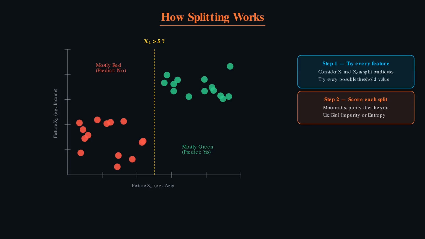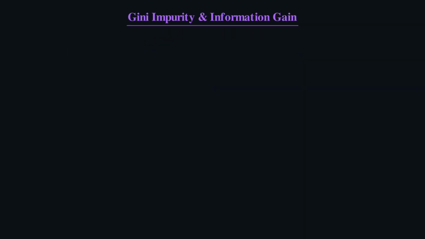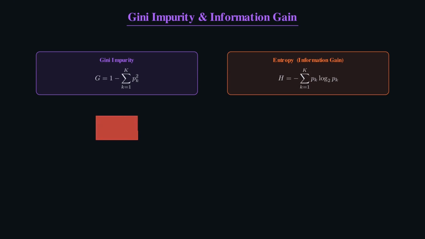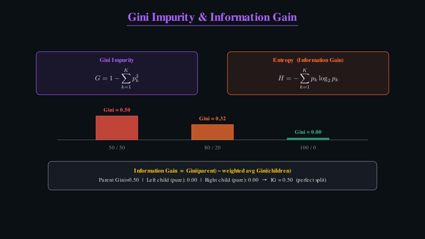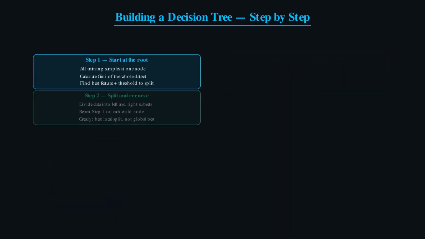At each node, the algorithm tries every feature and every possible threshold, then picks the split that produces the cleanest separation. The standard measure of that cleanliness is Gini Impurity, 1 minus the sum of squared class probabilities. A Gini of 0 means a completely pure node where all samples belong to one class. A Gini of 0.5 means maximally mixed. Half of each class, no separation at all. Information gain is the reduction in Gini from parent to children. The algorithm picks whichever split maximizes that reduction.